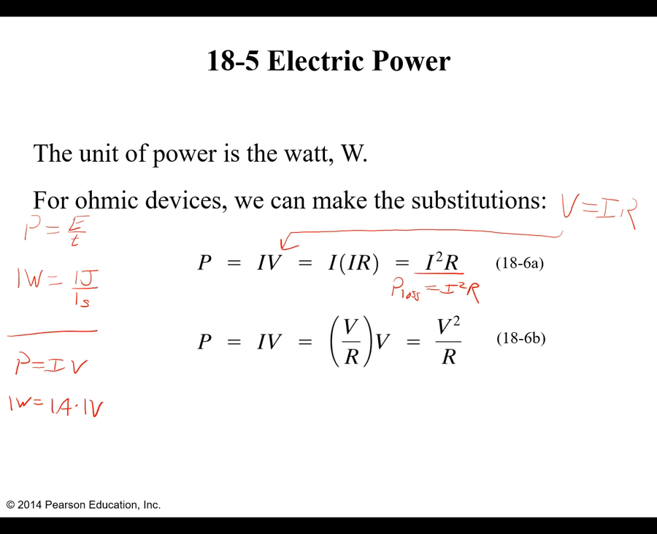Another substitution, if we solve for current, would be voltage divided by resistance. If you take that and you substitute that in for the current, then you end up with another form where power is equal to voltage squared divided by R. Again, we can talk about power loss here, but based on voltage instead of resistance.